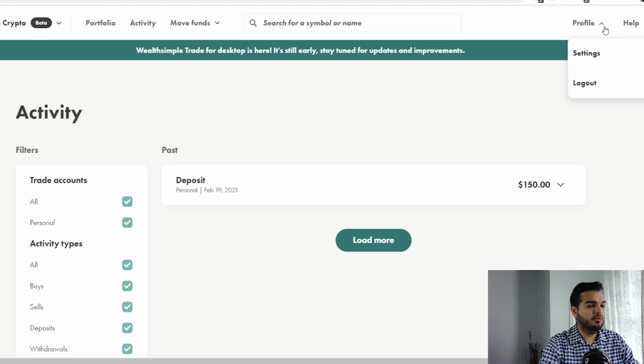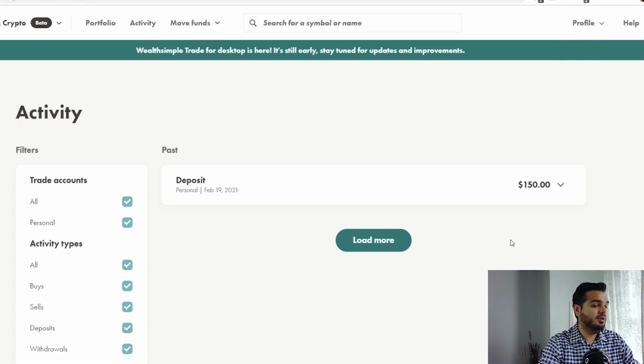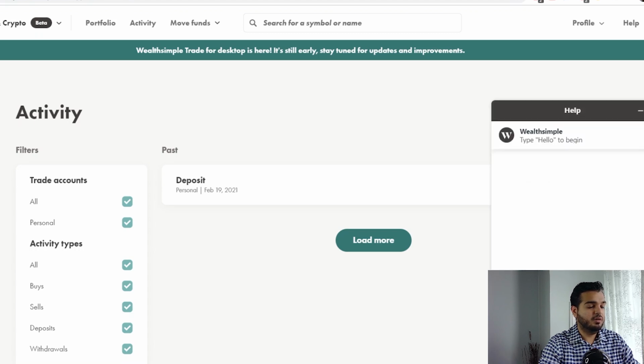The other thing you can do is under profile, you have your settings, or you can just log out. And if you ever need help with your WealthSimple account, there's a neat little chat feature right here, which you can click and use to get some help with your account.